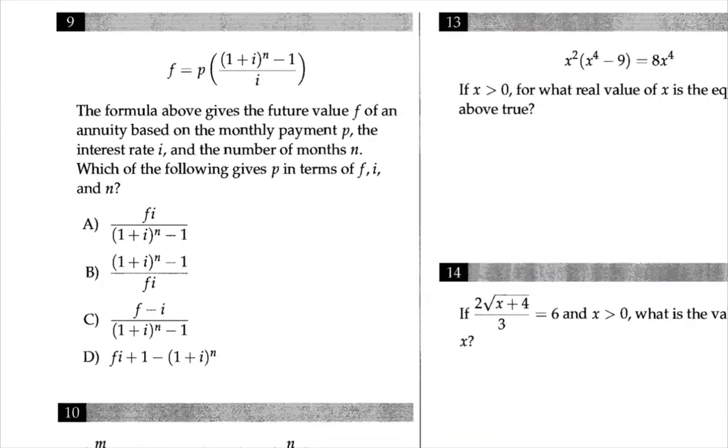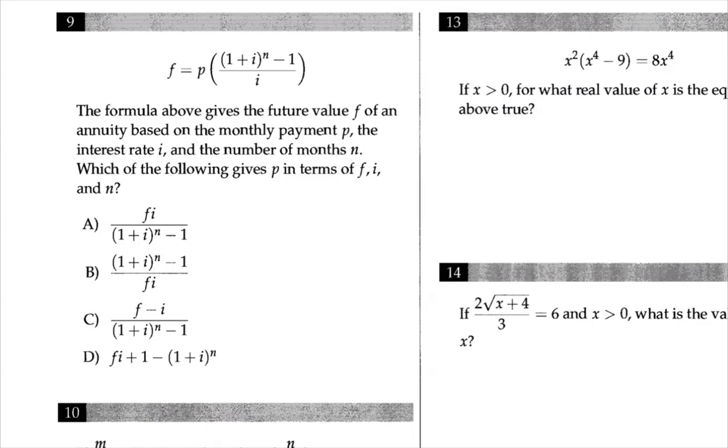Question number 9, we have a formula here, F equals P times whatever the fraction we have. The formula above gives the future value F of an annuity based on the monthly payment P, the interest rate I, and the number of months N. Which of the following gives P? So here we need to get P. What does this mean? We need to isolate P on one side in terms of the other variables F, I, and N.